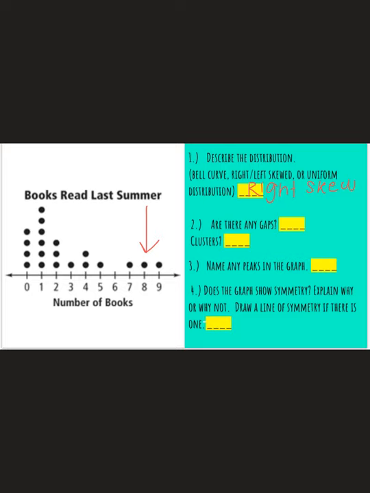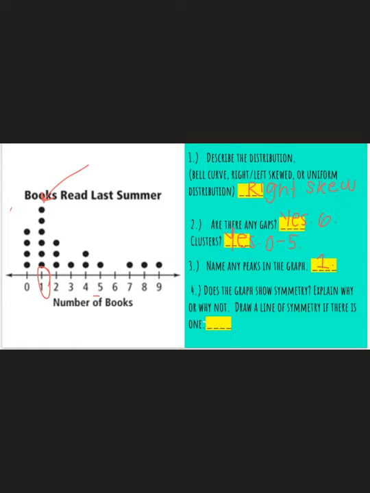Are there any gaps? Yep, there is no data at 6. So we'll put yes, and then the number 6. Are there any clusters? That would be a yes, because there is a cluster of data from 0 to 5. Are there any peaks in the graph? The answer is yes. You can clearly see at the number 1, there is a high peak. Remember the mountain peak. So when it asks you to name it, your name would just be the interval at number 1, right? Interval 1.